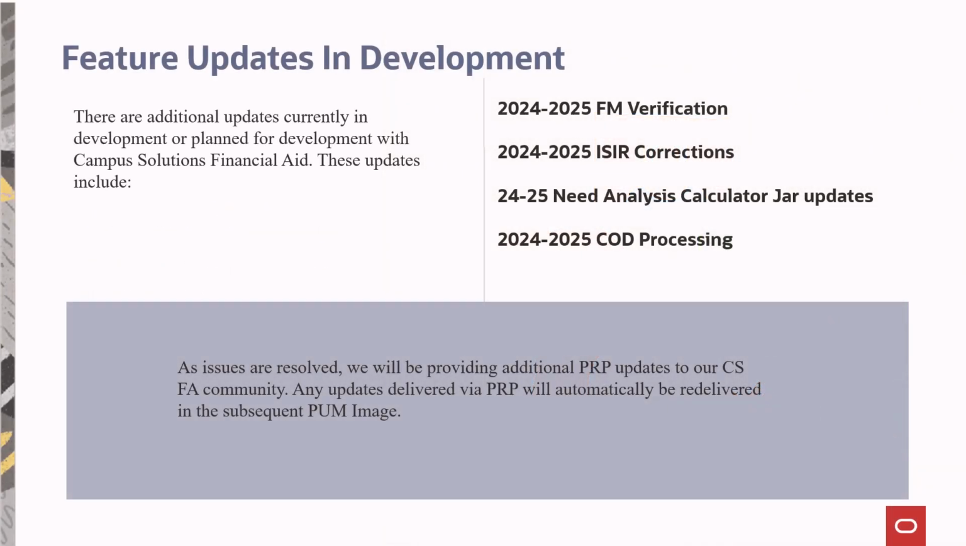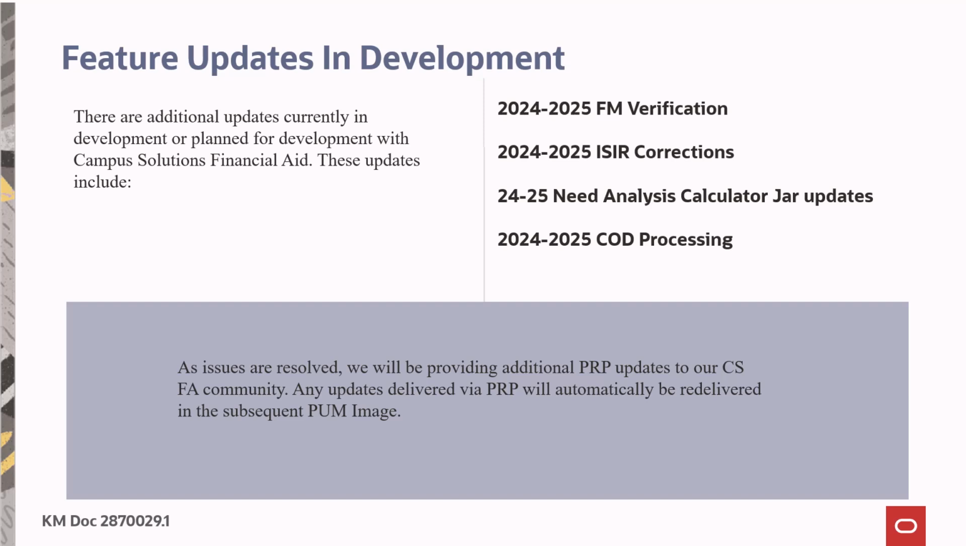These updates include 2024-2025 FM verification updates, 2024-2025 ISIR corrections generation, 2024-2025 FM NAC jar file update. Information on these updates and known issues are shared in our KM doc.